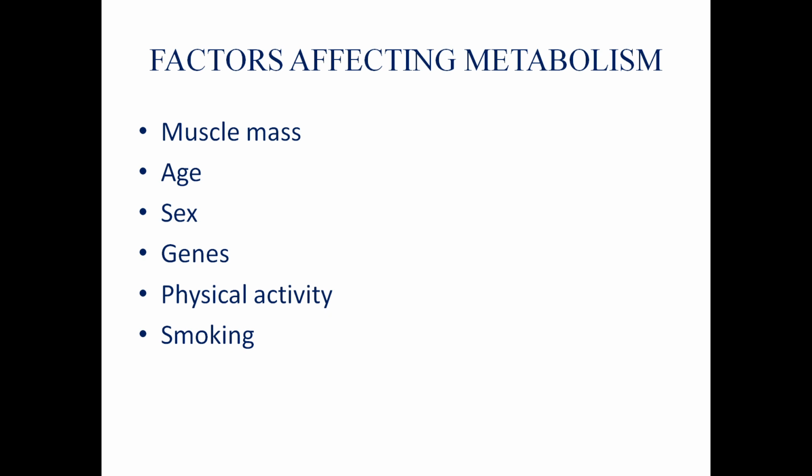Next one is age. You lose muscle as you get older, which slows down the metabolism. Next one, sex. Males tend to have a faster metabolism than females. They have more muscle mass, larger bones and less body fat. Genes. This is a very important one. The genes you inherit from your parents play a role in your muscle size and ability to build muscle mass.